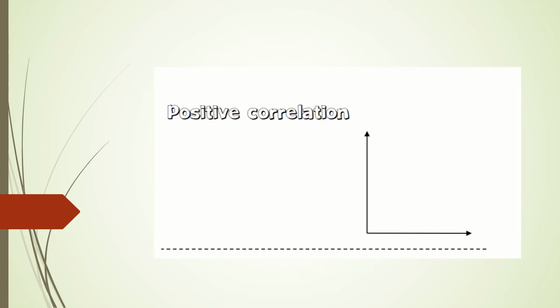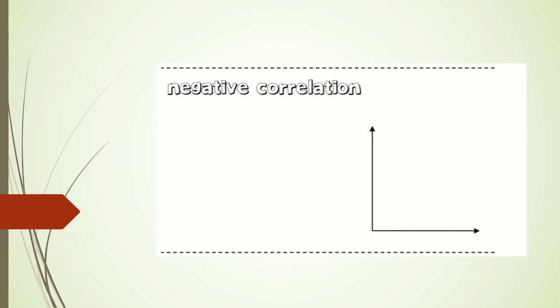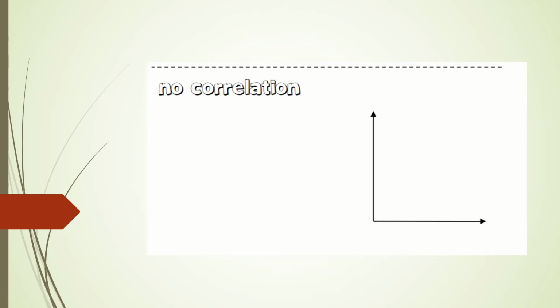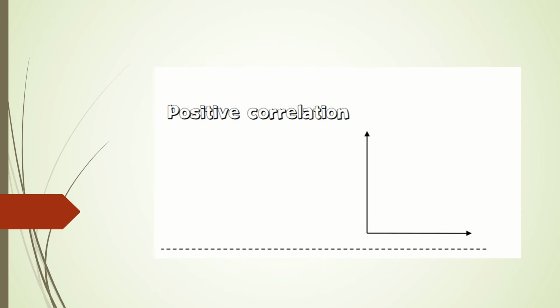So if you look at the front of your foldable, it should have positive correlation, negative correlation, and then no correlation. So we're going to come back and look at these three graphs again and see if we can determine which one matches each of those labels. So take a second and look.